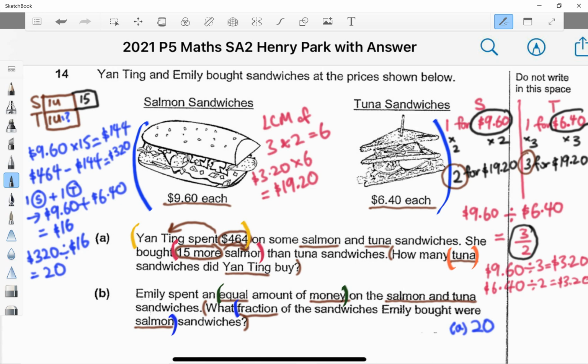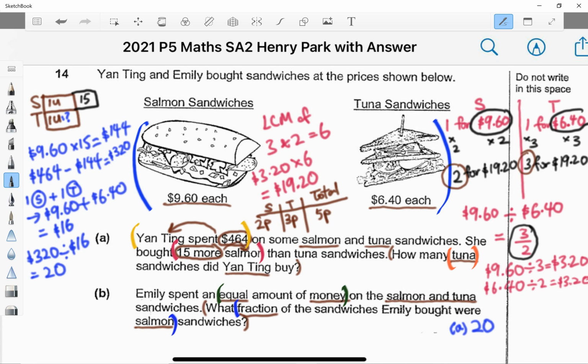Then let us draw a very simple ratio table. So when Emily spends equal amount of money on salmon and tuna, salmon, tuna, and the total, what is the ratio? Before we can get a fraction, we can actually get a ratio first. So that means that for Emily, she must have bought 2 parts of salmon, two salmon sandwiches. For tuna, she must have bought 3. And the total of 2 and 3 is actually 5.